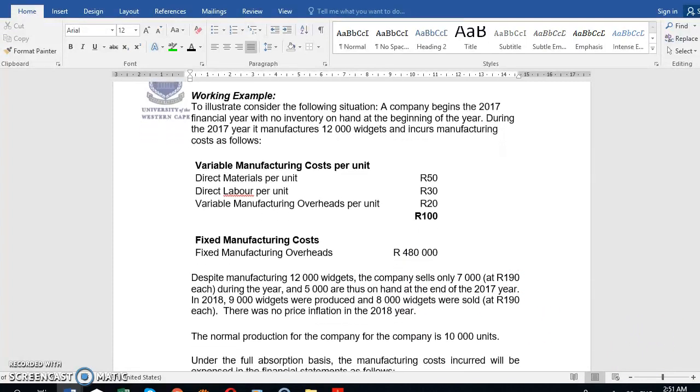And then it says the normal production for the company is 10,000 units. So in other words, the budget, they expect to produce 10,000 units per year, but as you can see, in 2017 they produced 12,000, and in 2018 they produced 9,000. So in both years the actual differed from the budget.